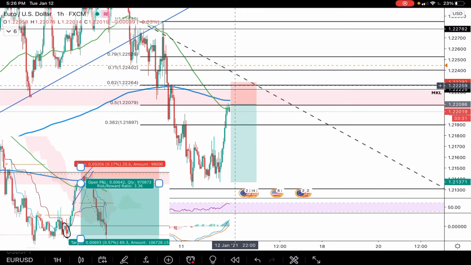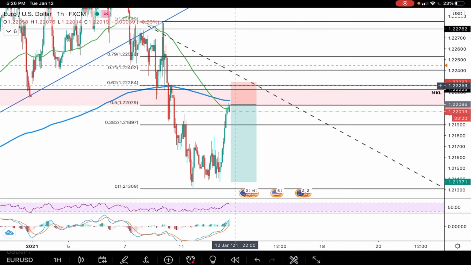Obviously, it's a deeper retracement, if you get what I'm saying. So the deeper the retracement on a break of structure like this is obviously ideal. So you can go ahead and do that.